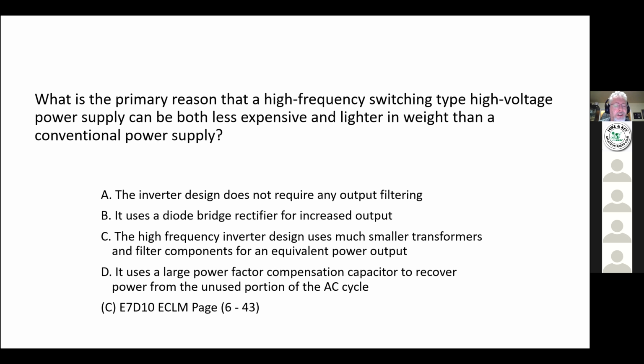Charlie is correct. The high-frequency inverter design uses much smaller transformers and filter components for equivalent power output.